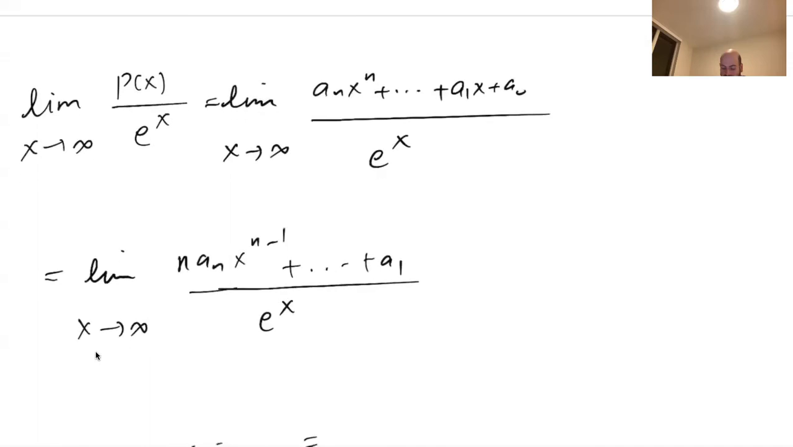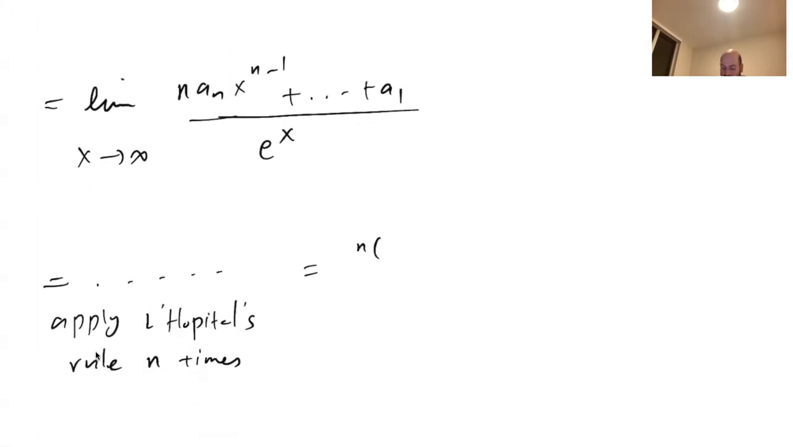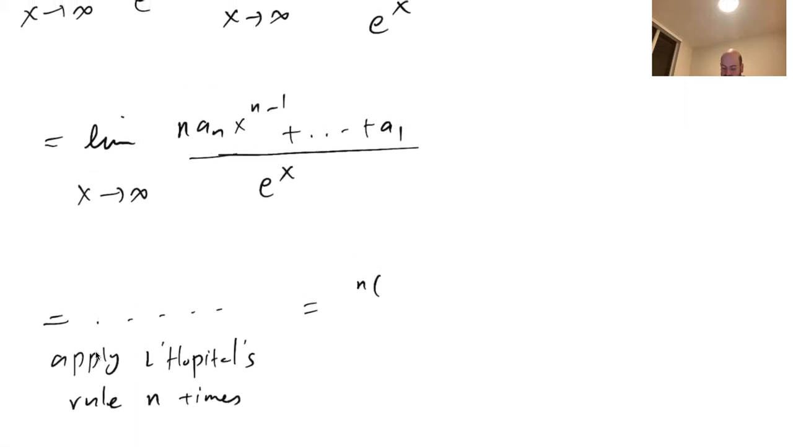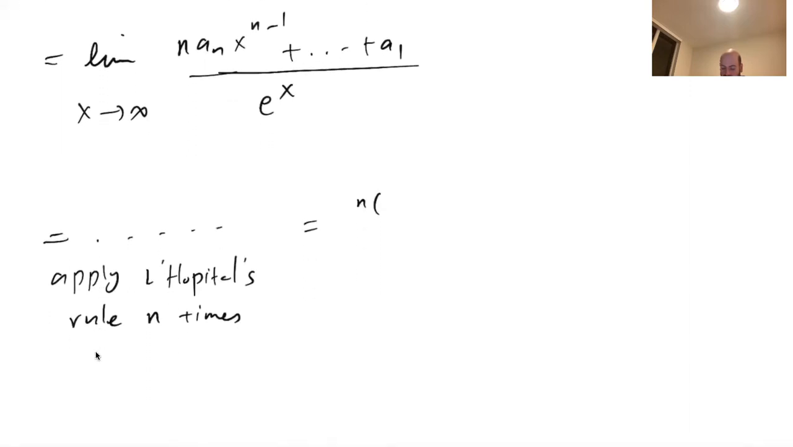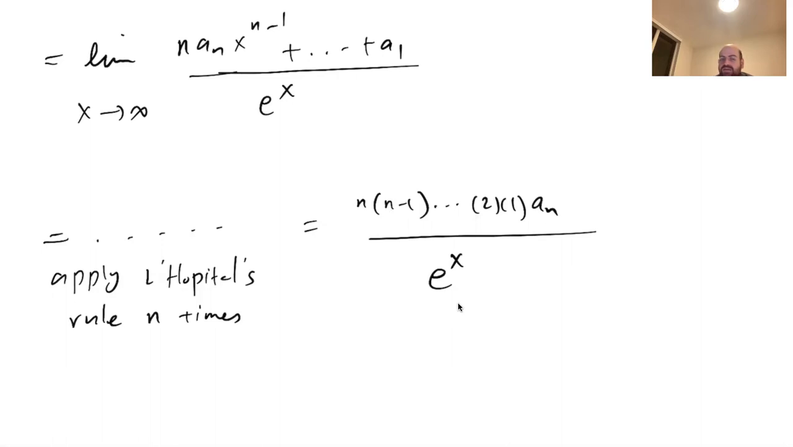then at the last time you will get n times n minus 1 times n minus 2, all the way to 2 times 1 times a_n, divided by e to the x. The numerator after differentiating n times becomes this number, but the denominator is still e to the x, because the derivative of e to the x is e to the x. Now this is a constant over infinity, because the numerator is constant and the denominator is e to the power infinity, which is infinity. The answer is 0.